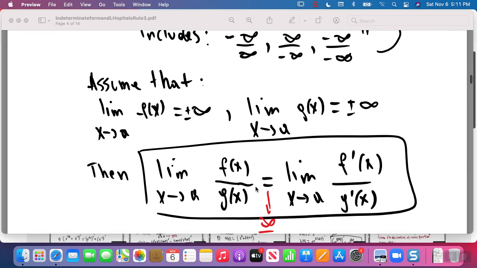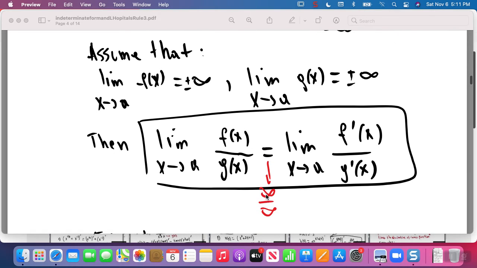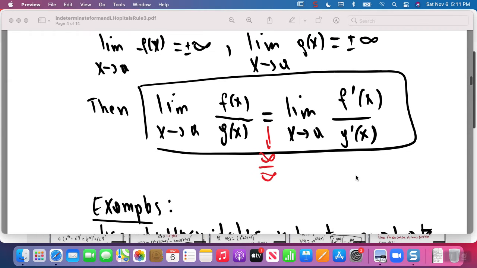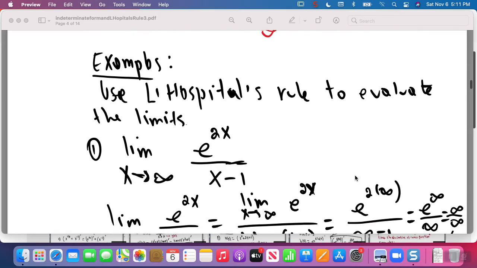So that means we can apply L'Hopital, because we have the green light to use L'Hopital. So L'Hopital says to take the limit as x approaches a of f prime of x divided by g prime of x. So let's take an example.